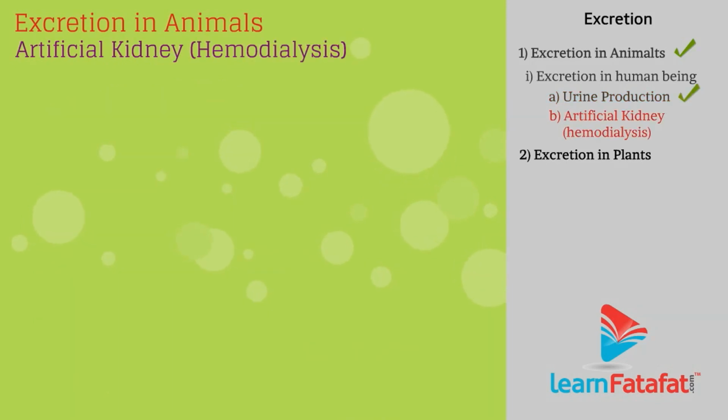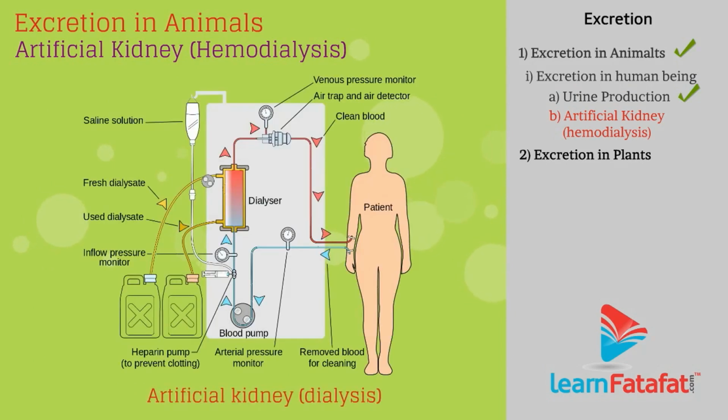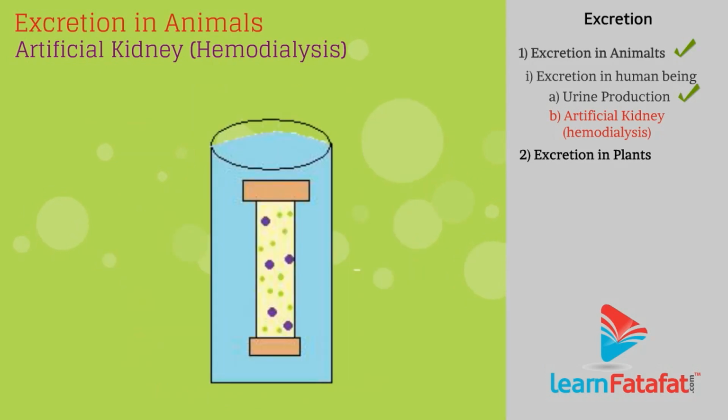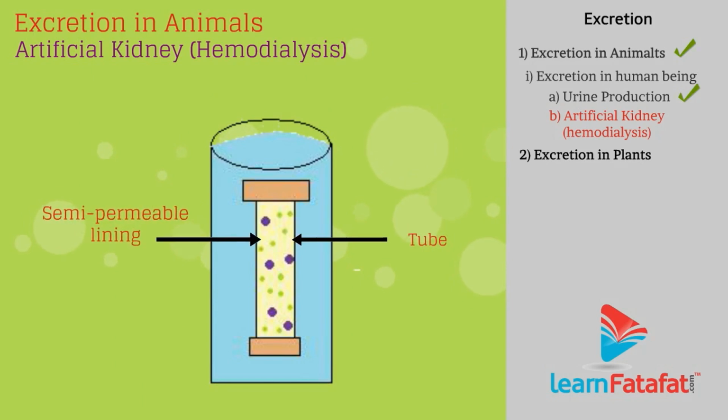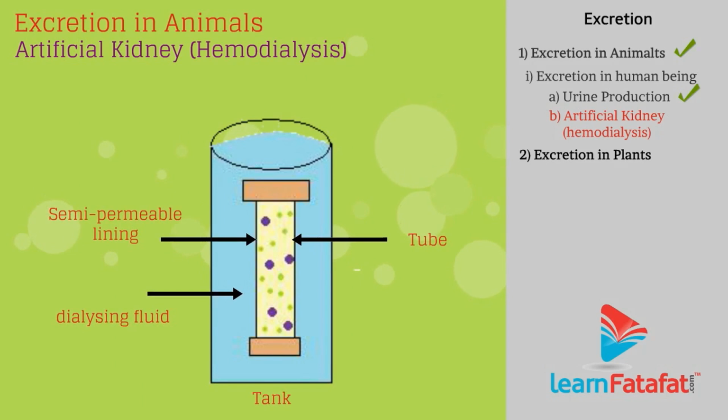Artificial kidney. Hemodialysis. In case of kidney failure, an artificial kidney can be used. An artificial kidney removes nitrogenous waste with a process called dialysis. An artificial kidney consists of a number of tubes having semi-permeable lining placed in a tank filled with dialyzing fluid.